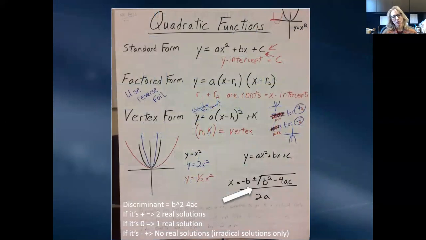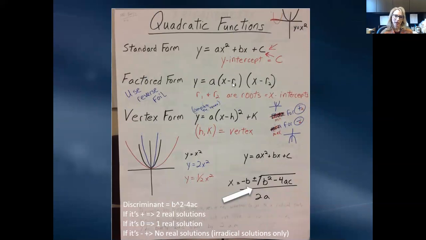Now we're going to talk about quadratic functions. Quadratic functions, when you graph them out, they make parabolas. So here's what y equals x squared. That's a parabola. It has a vertex of 0. The standard form of a quadratic function is y equals ax squared plus bx plus c. And c is your y-intercept in that form.